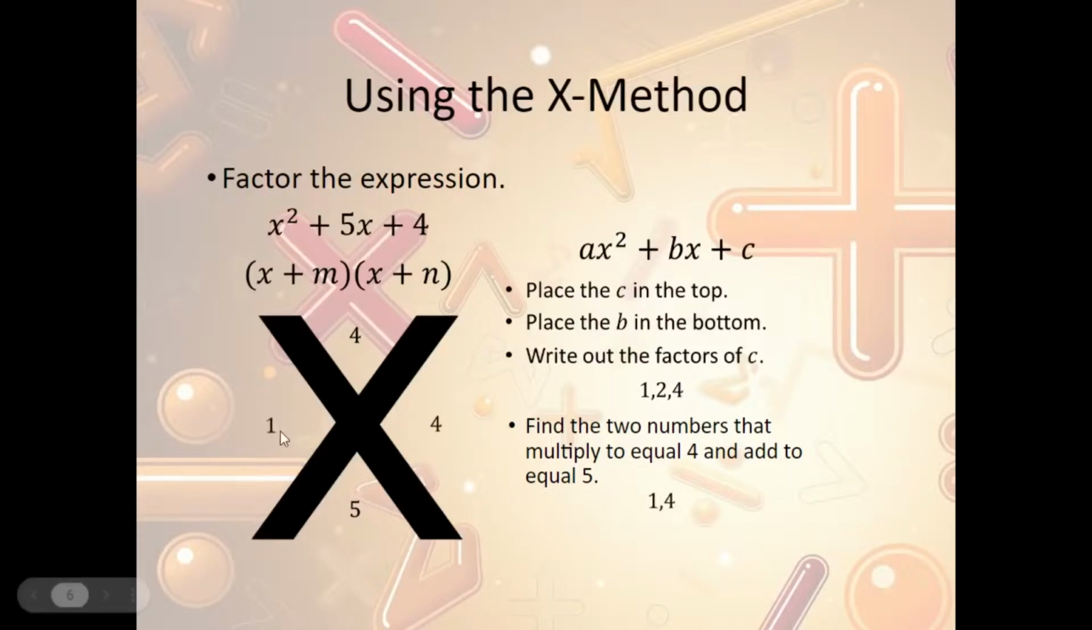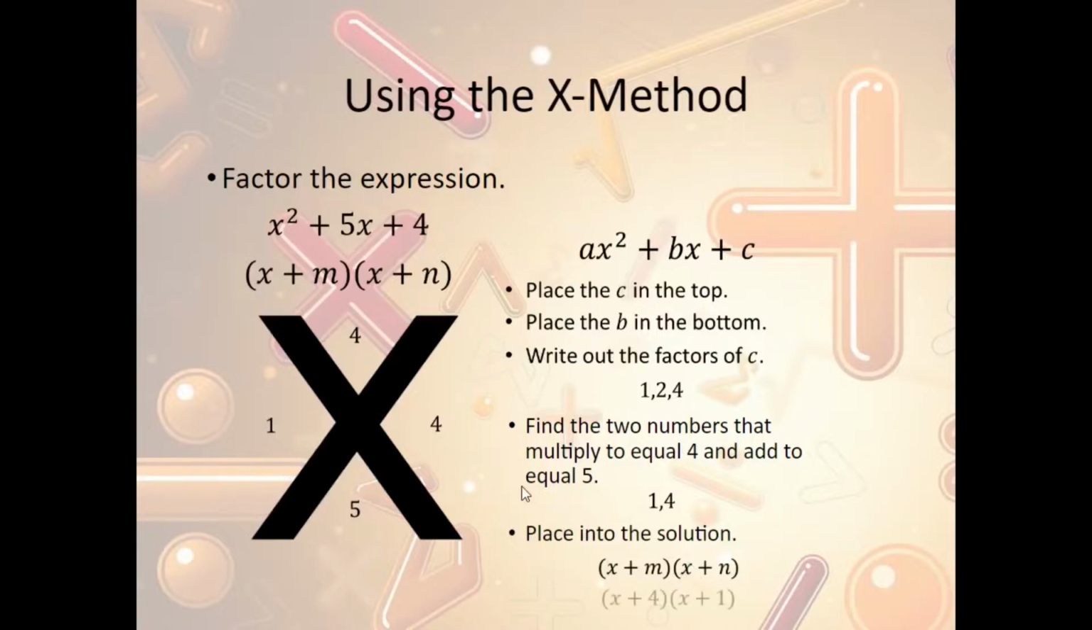It doesn't matter which one goes where, as long as I have 1 and 4 on each side. Then I'm going to place those two values into the solution. So I start with x plus m times x plus n. I'm going to plug 1 in for one of them and 4 in for the other one. So I get x plus 4 times x plus 1. And that would be my solution.